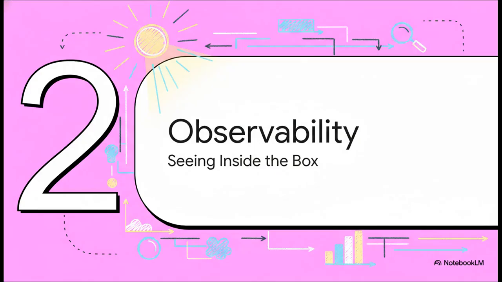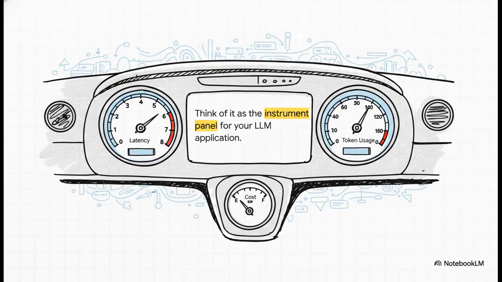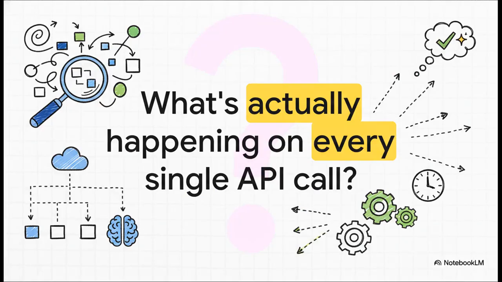All right, let's get into the first big feature, observability. This is all about cracking open that black box we mentioned and finally seeing what's inside. Here's a good way to think about it. Imagine your LLM app is like a race car. You wouldn't drive it without an instrument panel, right? Langfuse is basically that dashboard. It's the thing that tells you how fast you're going, how much fuel or money you're burning, and how well it's performing. Because really, the question every developer has is, what is actually happening on every single API call?